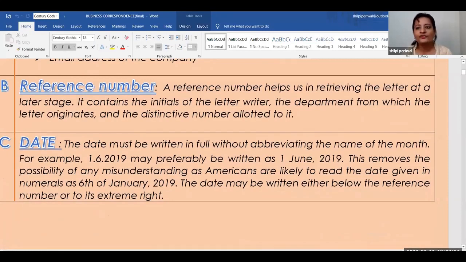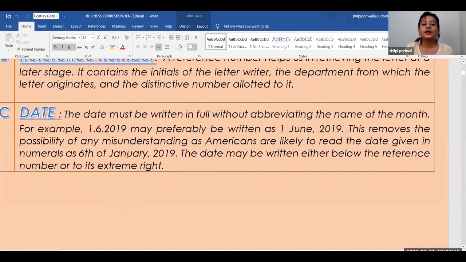Reference number. What is a reference number? See, sometimes for the same conversation, same issue, we are exchanging 10-20 letters. Then it is good to have a reference number, so that later when you want to bring out a letter, you know which code, which letter number it was. So the codes could be something like, if it is going from the sales department, then it could be something like SL02/341. So it kind of tells you the code from where to pick out that letter.